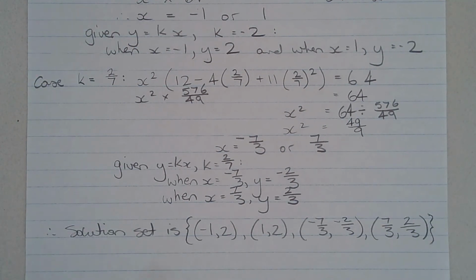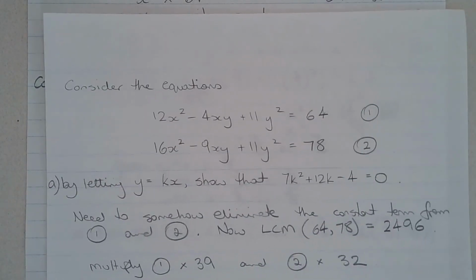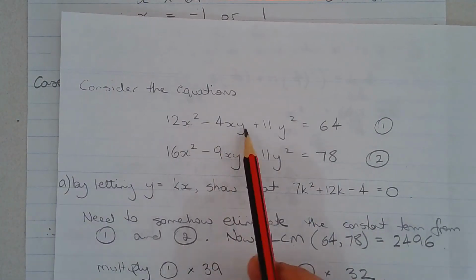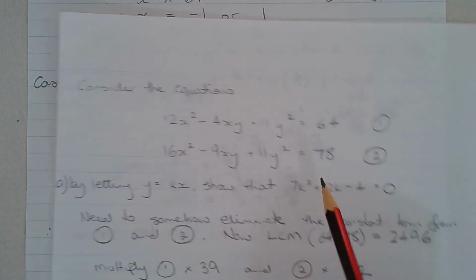If you want to, and you've got the time, you can of course substitute these values into the original two equations. I'm not going to do that in this video. You can do that for yourself. Substitute in these values, for example negative 1, 2, and check to see that left-hand side equals right-hand side in both cases.